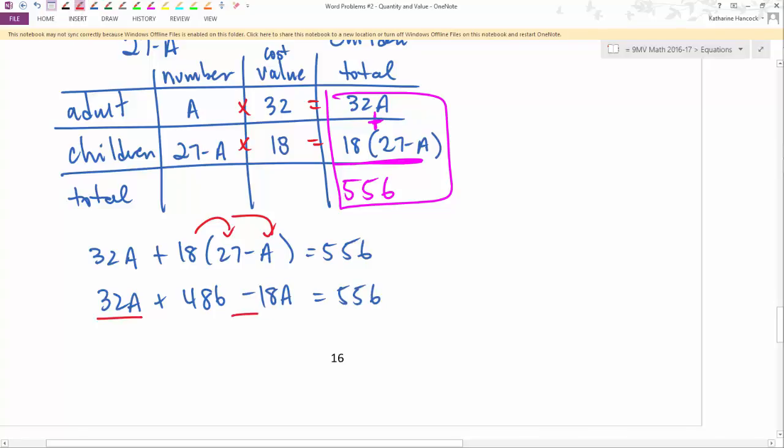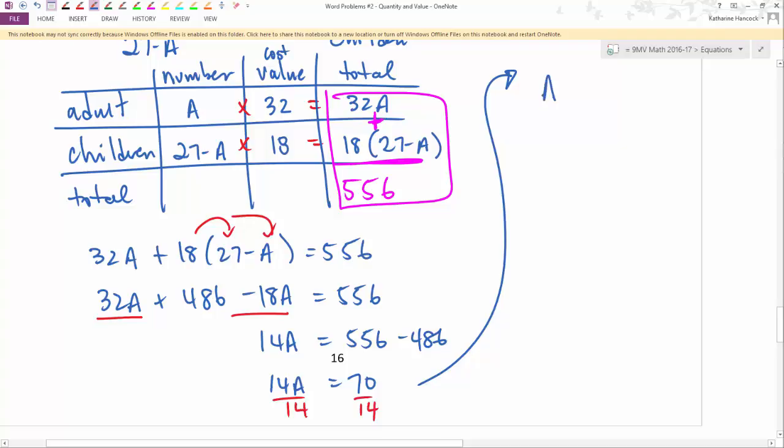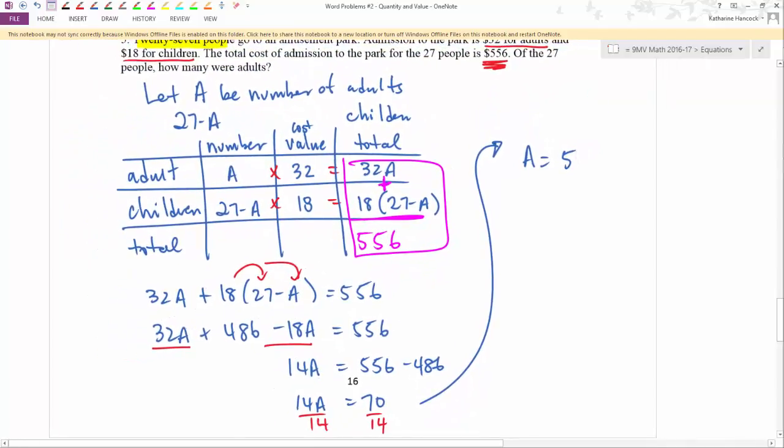Combine my A's. 32 minus 18 equals 14. 14A equals 556. Take away the 486, which is 70. Divide both sides by 14. Go up here, and we get A equals 5. So how many adults were there? There were 5 adults.